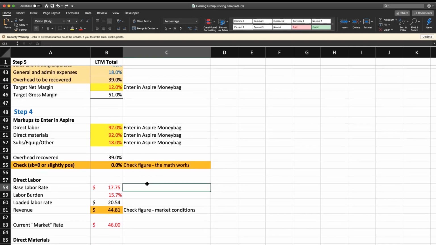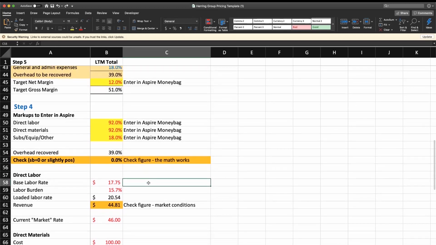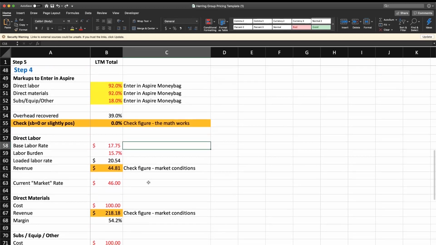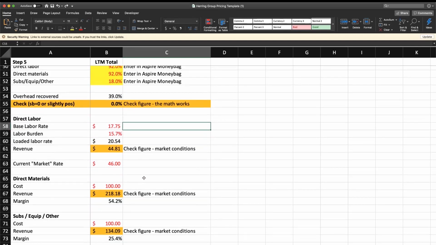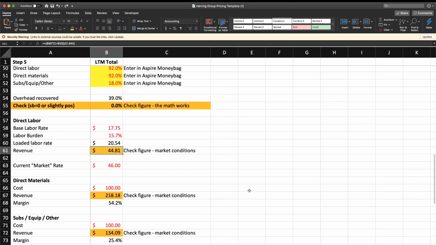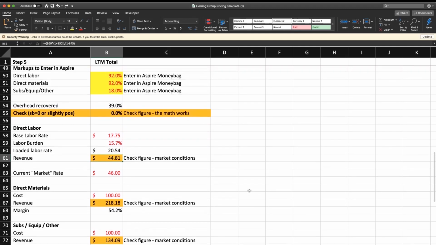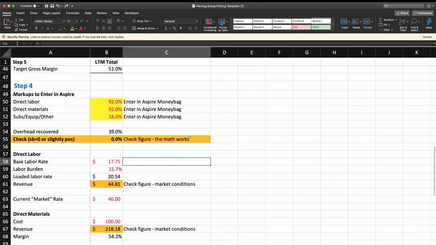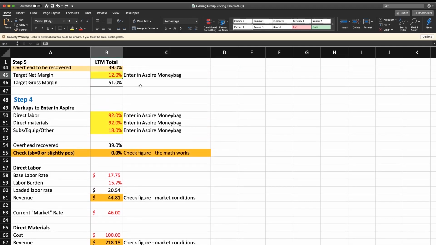Now there are a couple other things that you have to check. You got to check the market, right? We can put all the targets in there that we want, all the markups that we want, but if it doesn't work in terms of market pricing, then we have a problem, right? Now in this case, the current market labor rates we think is $46, and this markup and target net margin is only generating $44.81. So we've got some room to move up. So if we're going to move up, we want to start by moving up our target margin. So I'm going to change that to 13.5.